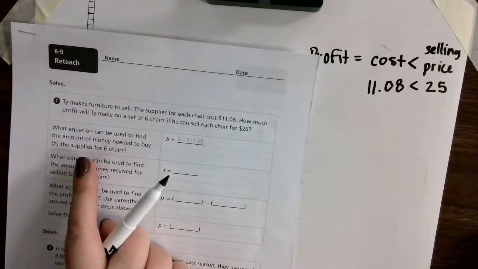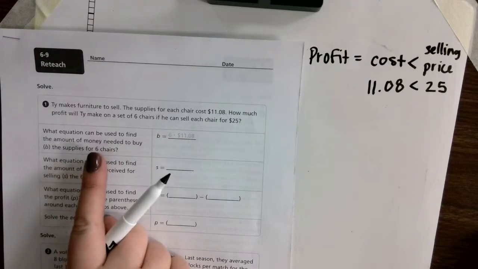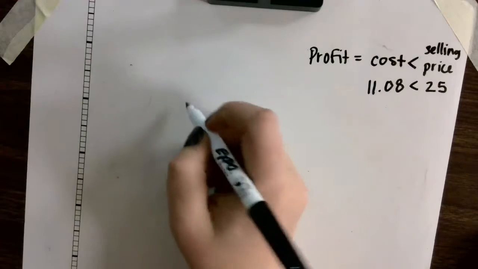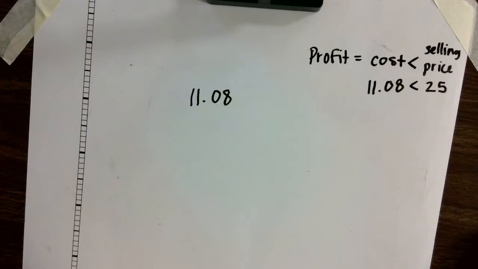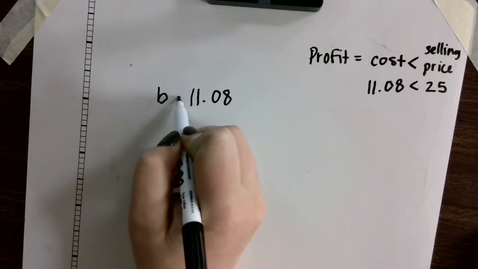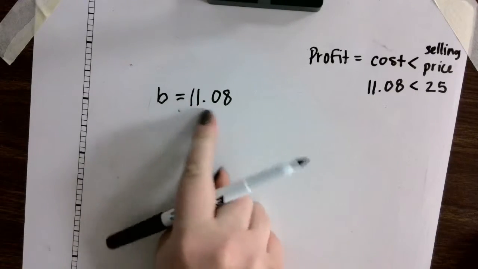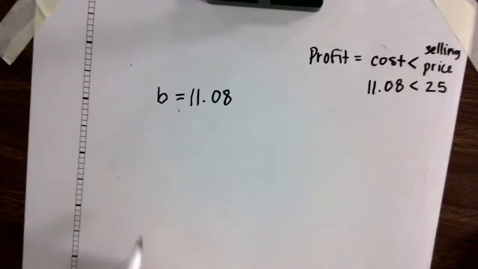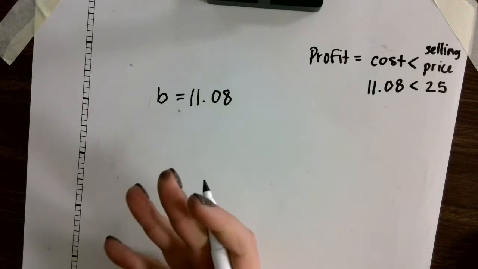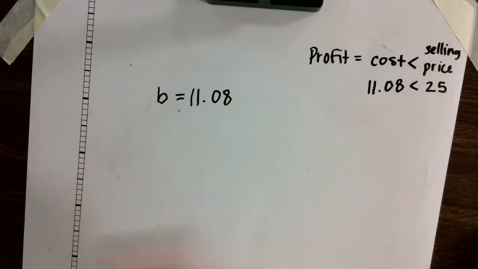Now this first step is asking us, what equation can be used to find the amount of money needed to buy B, the supplies for 6 chairs? Okay, let's figure this out. If 1 chair costs $11.08 to make, what will I have to do to this in order to figure out the total cost for 6 chairs? I'm going to go ahead and let you guys talk to your shoulder partners. You've got 30 seconds. And go.